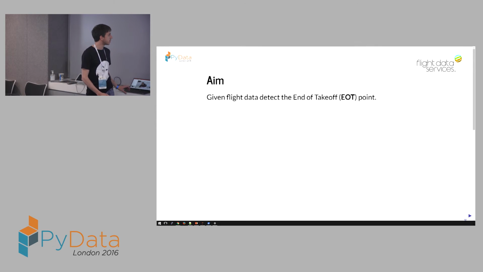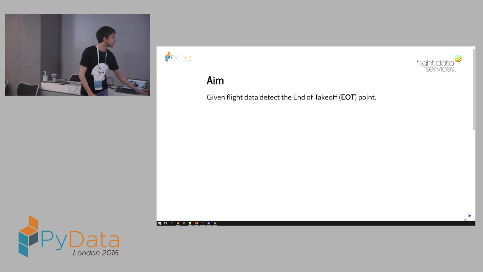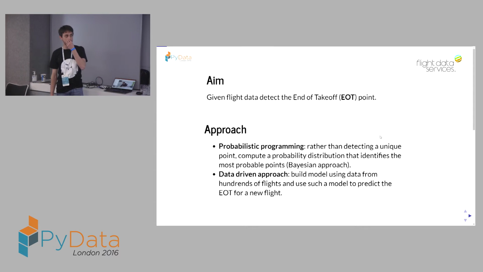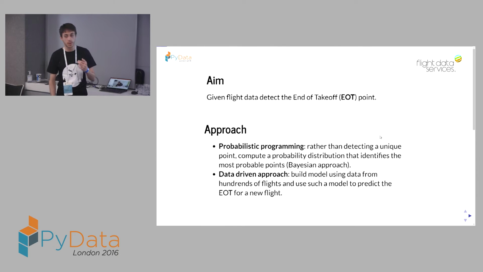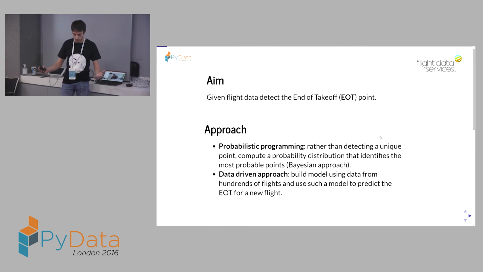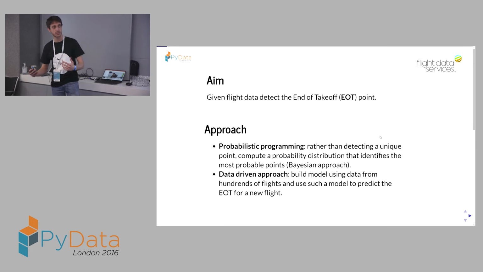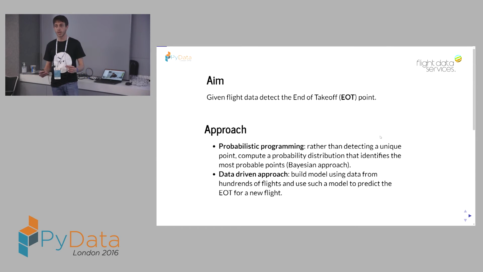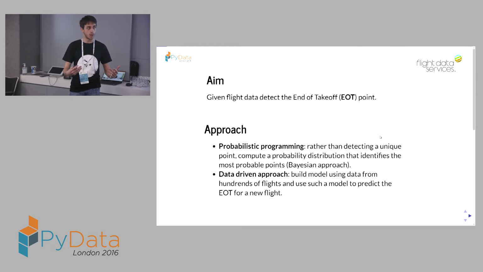How are we going to do this? We will probably be using a probabilistic approach, with a model that is divided essentially into two parts. The first part is a probabilistic approach, and the second part is a data-driven approach. Essentially, we want to collect probability distributions from a number of flights and then apply all the probabilities that we have collected to predict the end of takeoff point for a new testing flight.